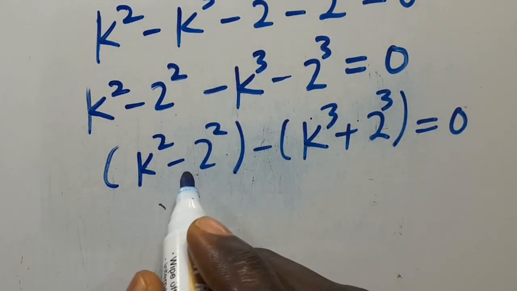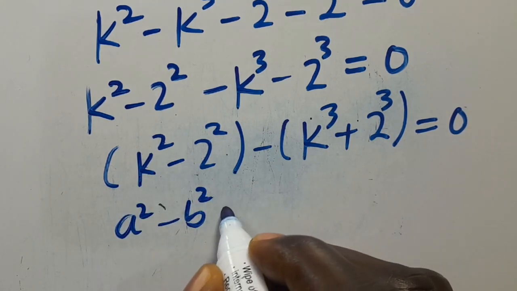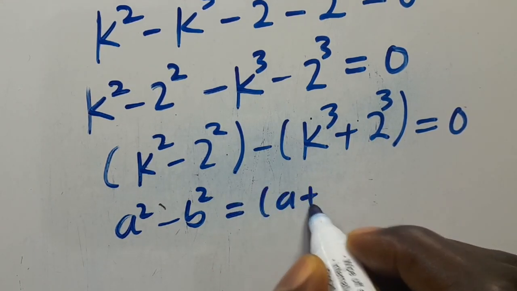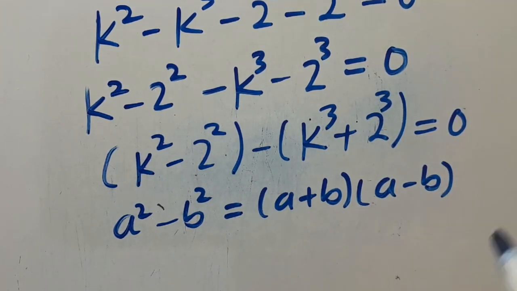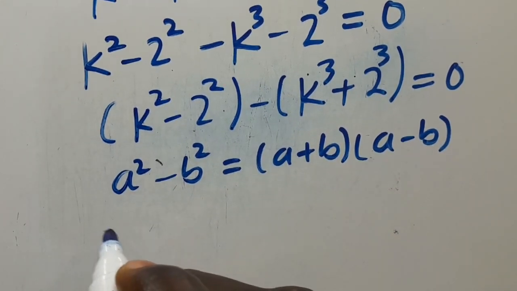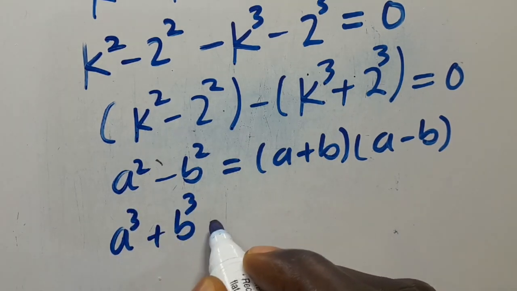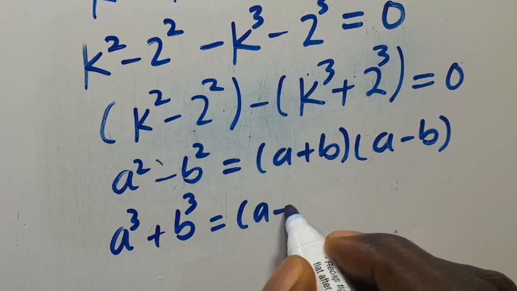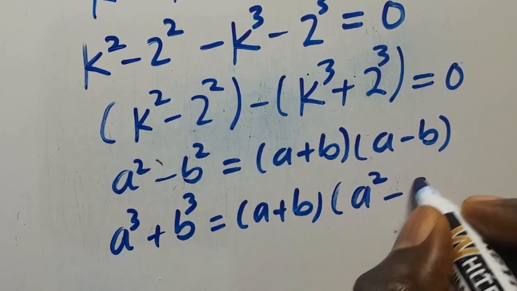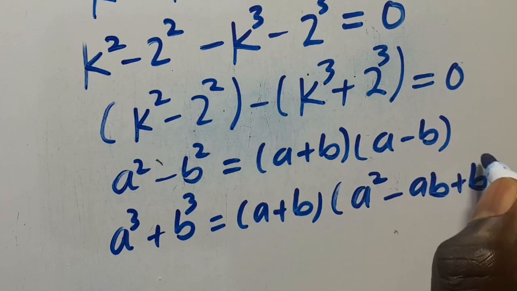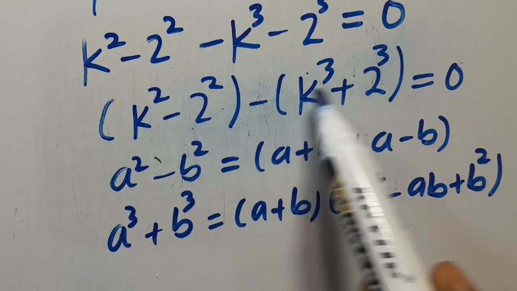Then remember, this is the difference of two squares: when you have a square minus b square, this always equals a plus b, all in brackets, multiplied by a minus b, all in brackets. Again, when you have a to the power of 3 plus b to the power of 3, it equals open bracket a plus b, we close the bracket, multiplied by a square minus ab plus b square. So having known that, let us apply this here.